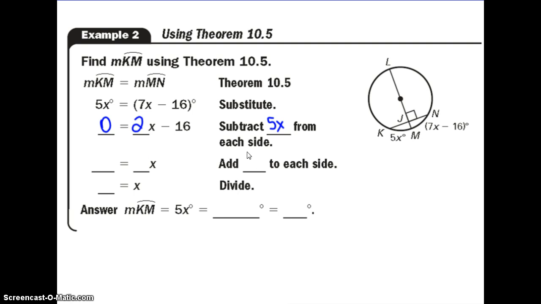Let's add 16 to both sides. I get 16 equals 2x. And then we want to divide by 2, so I get x equals 8. Now the question was not what is x. The question was find the measure of arc KM. So it would be 5 times 8, or 40 degrees.